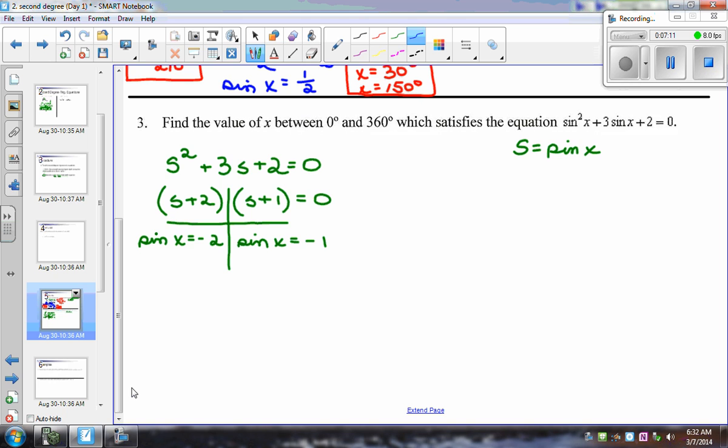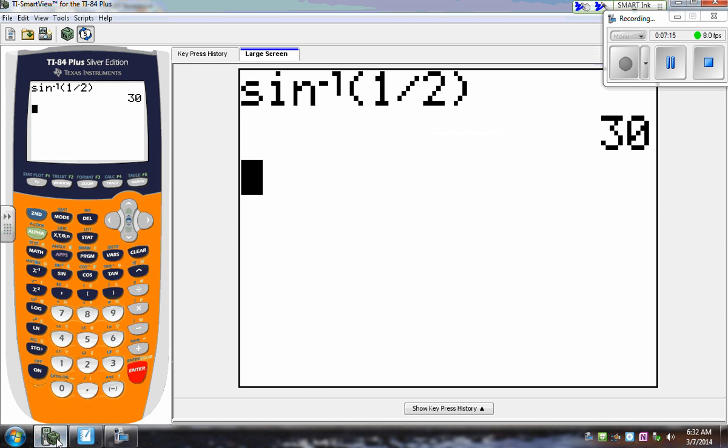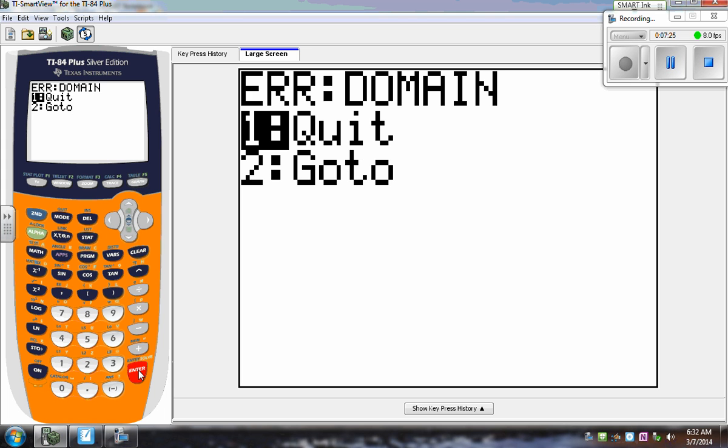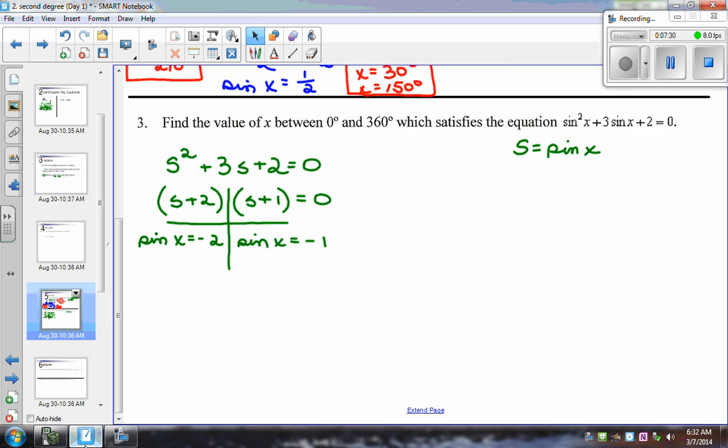Now the first part, the sine of -2, if you guys go to your calculator and put in inverse sine of -2 and you hit enter, you'll notice you get this domain error. And that occurs because there is actually no solution for the left side. So when that happens, we actually can reject that part of our work. There's no value or no angle that actually creates that situation. So that piece can be rejected.